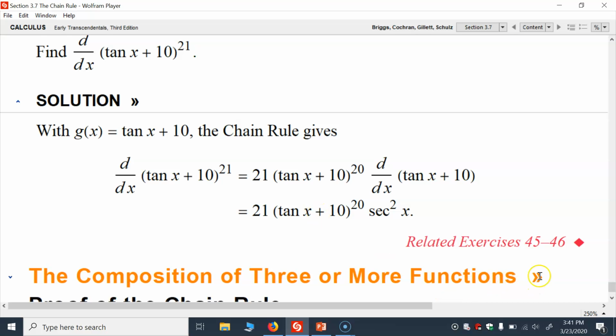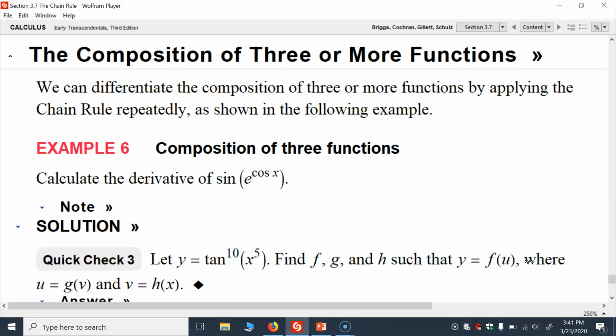Okay, so example 6 is what I'm going to do next, and this is the composition of 3 functions. All right, so we've got to be a little careful here. Really the outer function here is sine of something, but now that function isn't just x, it's e to the cosine of x. So it's not just e to the x, but e to the cosine of x. So there's really 3 nested functions. The outermost is sine of x. Then the second function is really e to the x. And then the innermost function is cosine of x. Those are really the 3 functions we're going to take a look at.